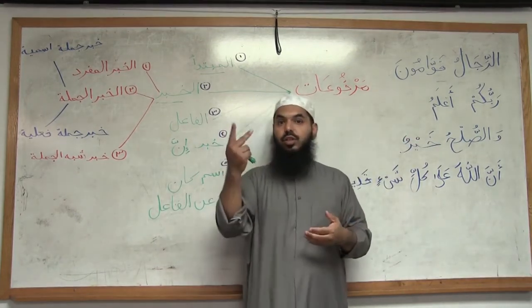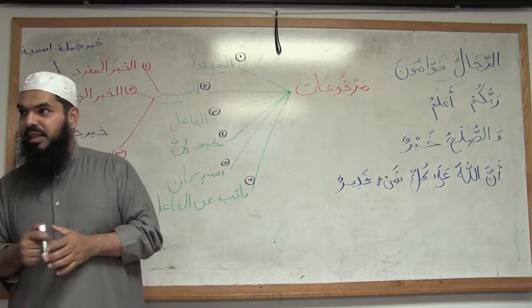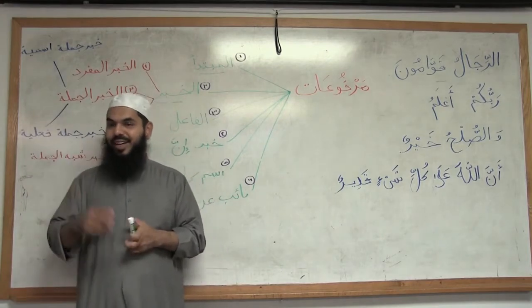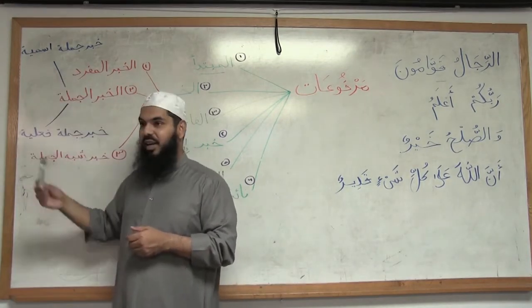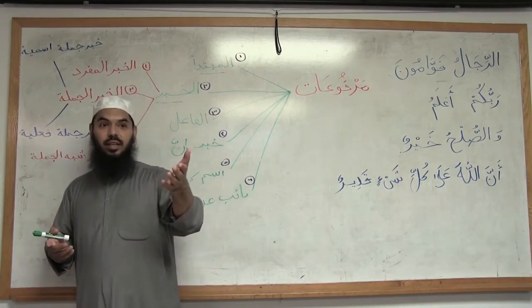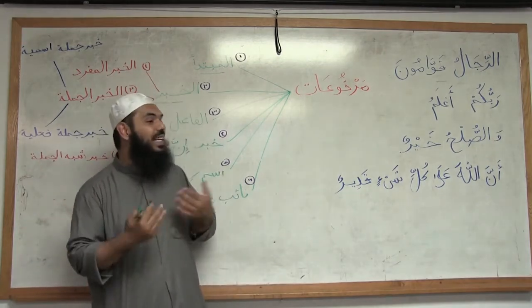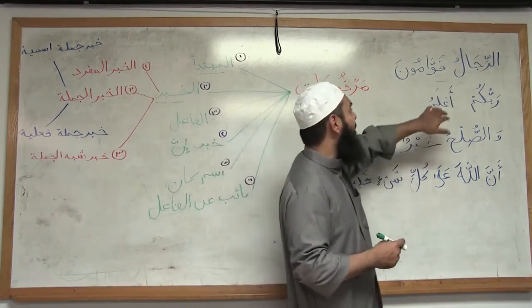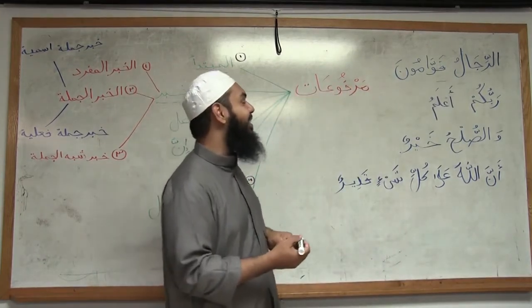First thing, we know there's two types of jumal, right? Two types of sentences, right, Abdul Mateen? Jumla ismiya and jumla fi'liya. Ismiya begins with an ism, and fi'liya begins with a fi'l. So then it should be easy for Ramesh to tell me what type of jumla this is. Ismiya. Excellent, you got that right.